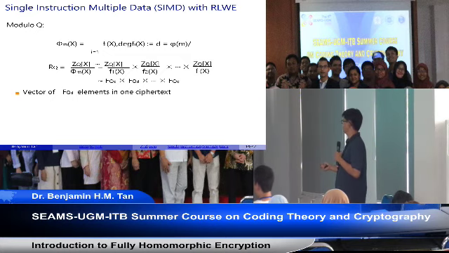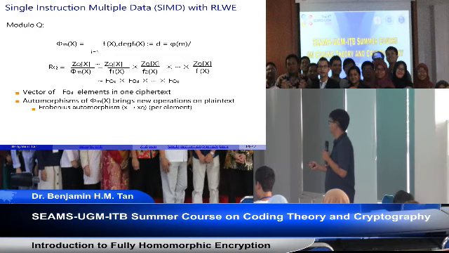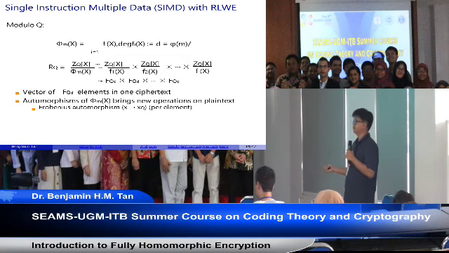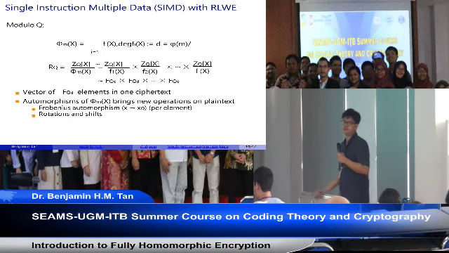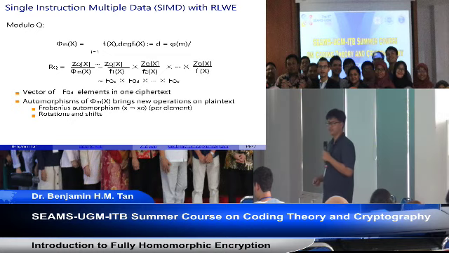So if you consider the automorphisms of the cyclotomic polynomial, you can actually do interesting things like Frobenius automorphisms, where you send an element x to its cube power, and you can do rotations and shifts. So say you have an element here, you can do a rotation that lets it interact with an element maybe 3 slots down. These kinds of things.